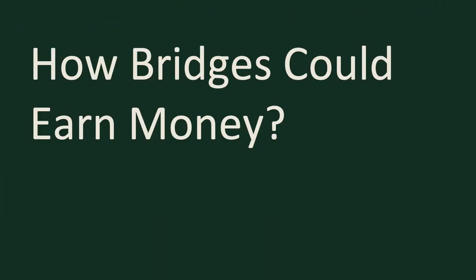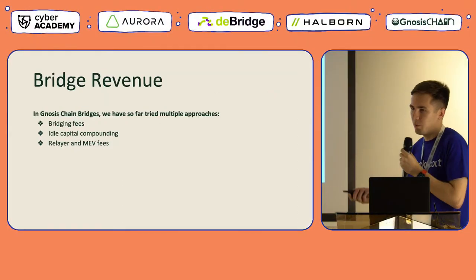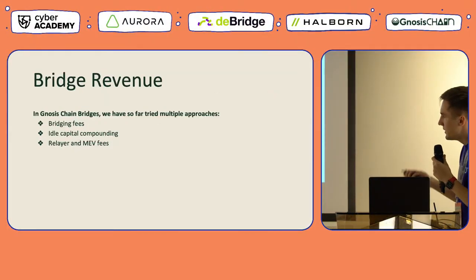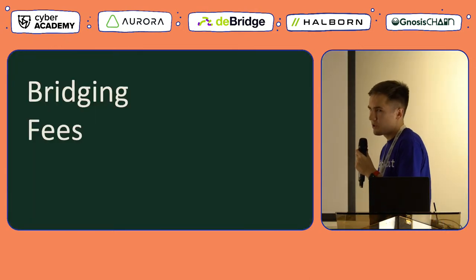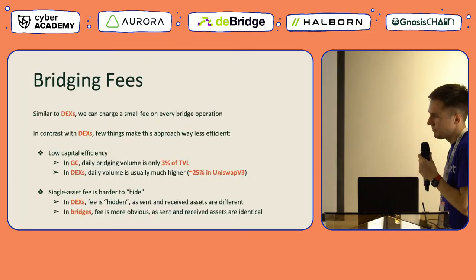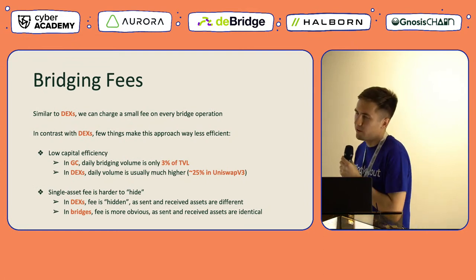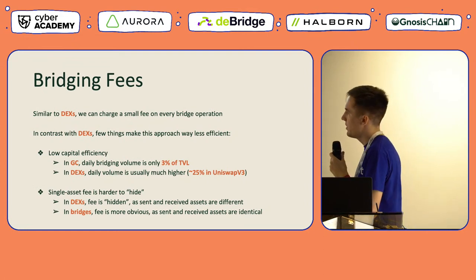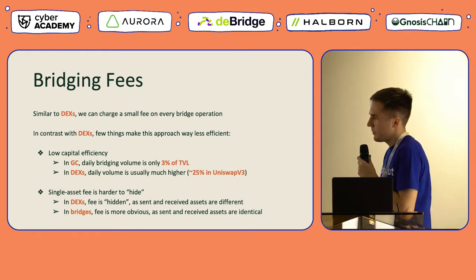So let's now see what approaches we have already tried at Gnosis Chain Bridges and how they performed. So far we tried three different approaches, so now we'll go one by one and discuss briefly each of them. The first and the most obvious approach is probably related to bridging fees. The idea here is simple: similar to the way any decentralized exchange works, we could just charge our users a small fee on every bridge operation.